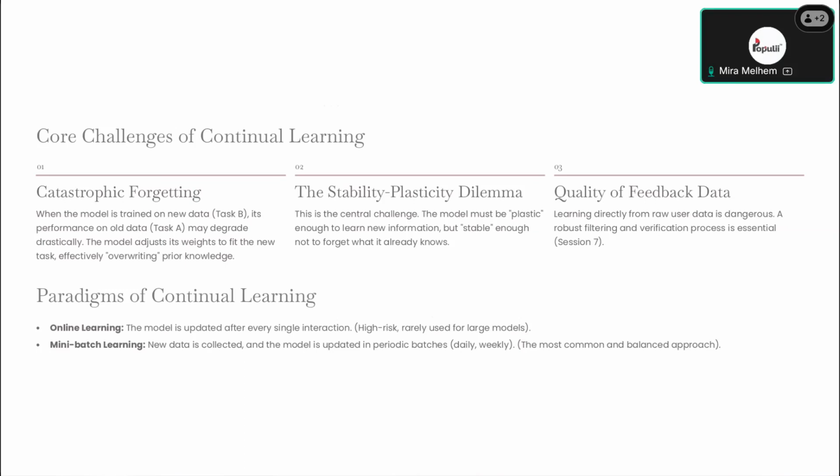Also, we've got the stability-plasticity dilemma. This is the heart of continual learning. The model needs to be both plastic enough to learn new information and stable enough to not forget what it already knows. If the model is too plastic, it forgets everything old, and if it is too stable, it can't learn anything new.